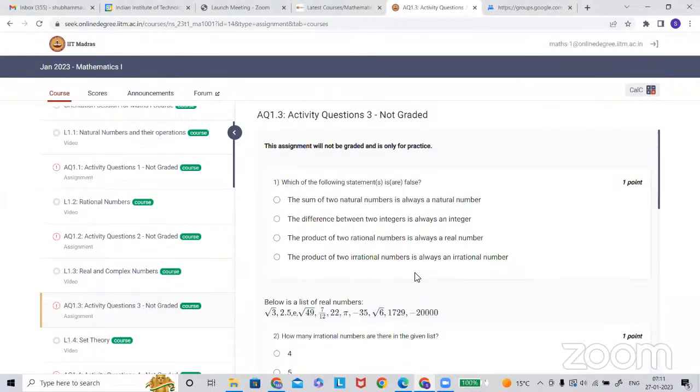My doubt is, how is the fourth statement true? When you multiply root 2 into root 2, it gives 2, which is a rational number. So how is it true? Which of the following statements are false? Here the option is taking the false, not true, right? So how is the fourth statement not false? The product of two irrational numbers is always an irrational number. Is this statement true or false? It is true, because root 2 into root 2 is 2, so 2 is not an irrational number. It's not always true.